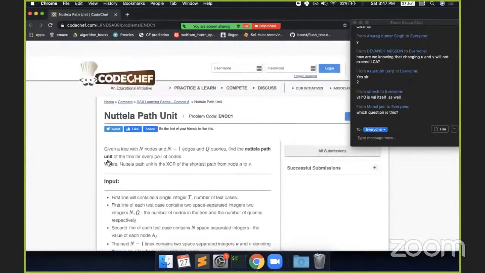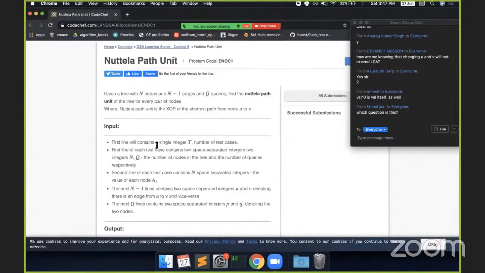Mehul, we are discussing Enoch 1, not allopathy unit.